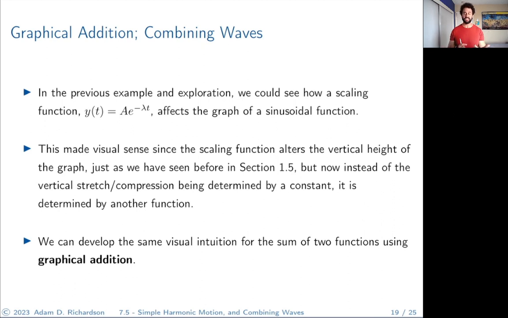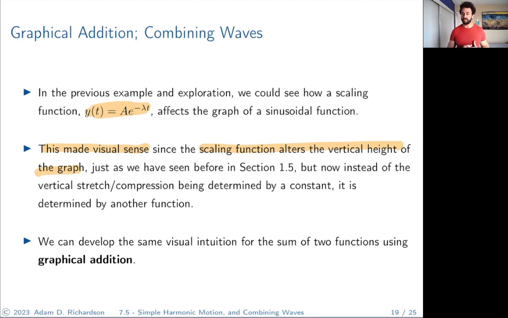We were looking at these functions, these formulas, and then asking ourselves how that would affect the graph, and going back and forth, right? With the oscillatory factor, the dampening factor, we can pass between those models and the pictures, the graphs. We can do the same thing with graphical addition. In the previous exploration, we saw how a scaling function, in particular this, affects the graph of a sinusoidal function. And this made visual sense because the scaling function alters the vertical height of the graph.